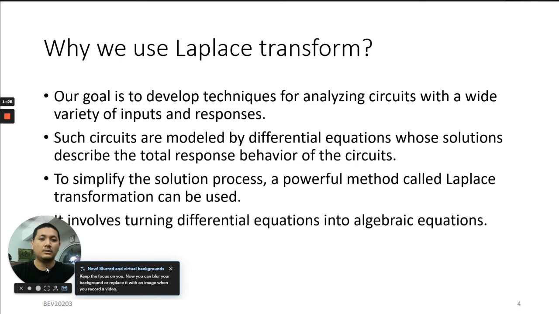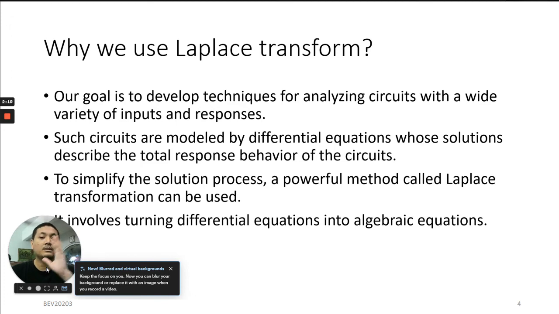So why do we use Laplace transform? This is important. We need to understand why we need to use Laplace transform in order for us to appreciate this topic. If you don't understand where or when we are going to use this, then how can we appreciate what the Laplace transform is?